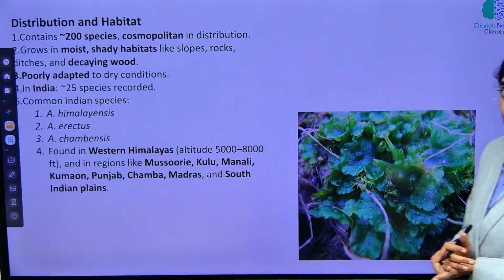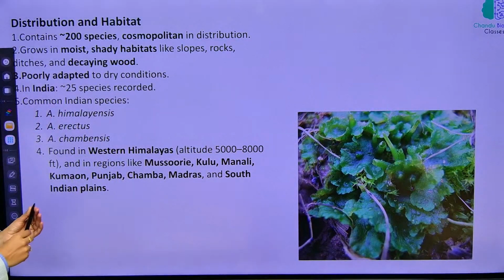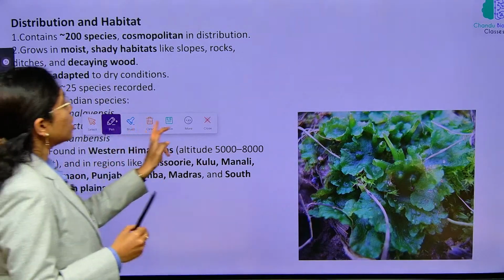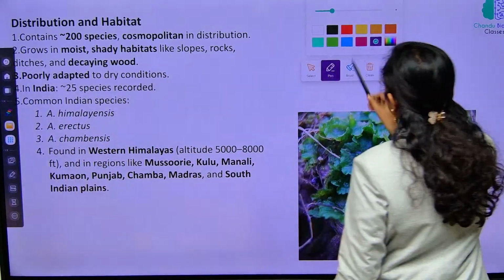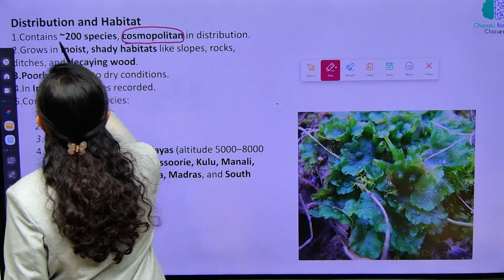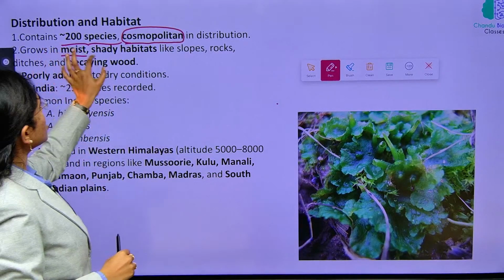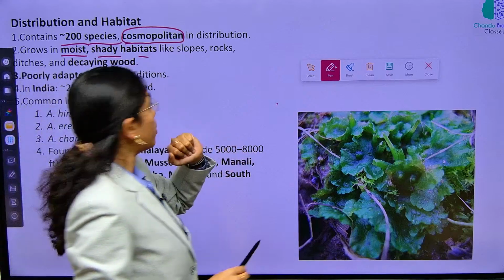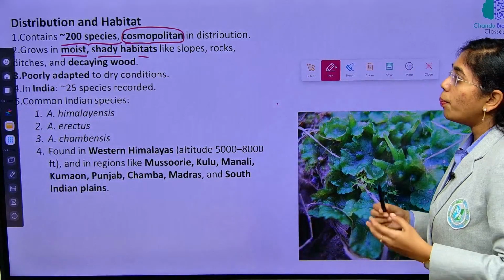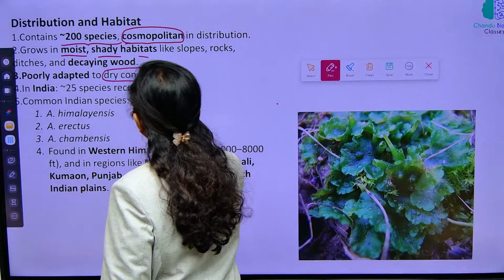Look into the distribution and habitat. It contains around 200 species and it is widely distributed, present everywhere. It is cosmopolitan in its distribution. It grows in moist, shady habitats like slopes, rocks, ditches and over decaying wood as well. Poorly, these are adapted to dry conditions.